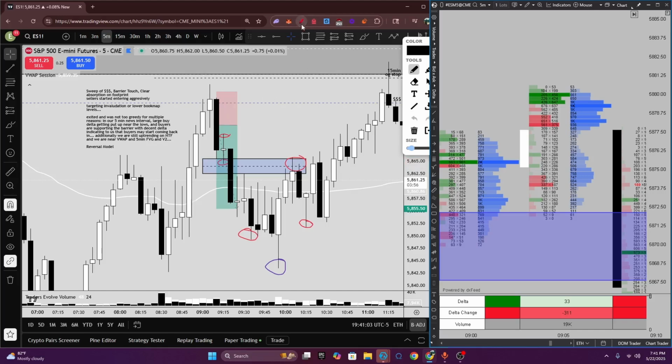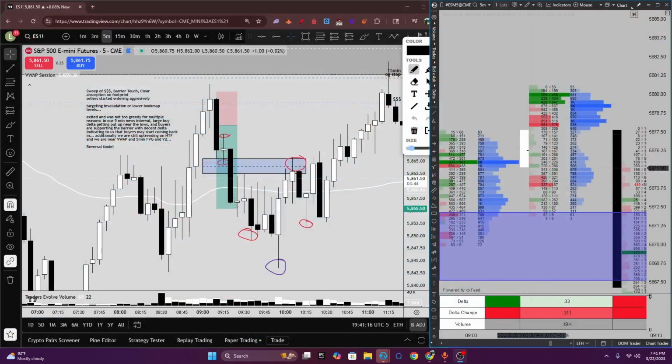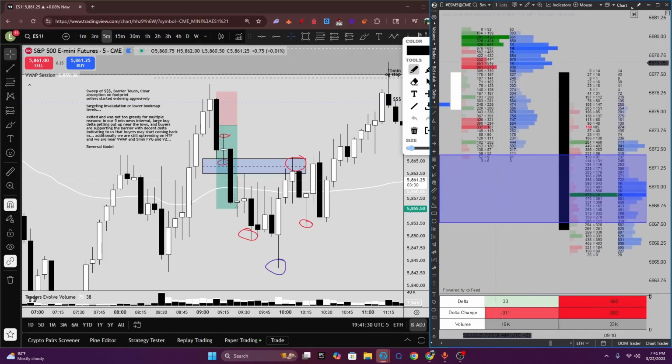But what truly let this play out was that we started to make that move downwards with pretty good volume. What do we see here throughout this entire candle? We see that selling is not only at the top, but it's also near the bottom as well. Selling is distributed throughout the candle, and that is showing me that sellers are coming in with a good amount of strength.